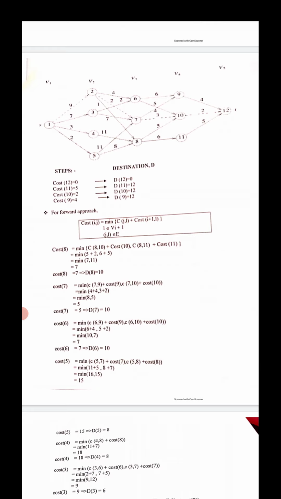Coming to the cost of 11, it reaches 12. How much is the cost value? Cost of 11 is 5. Now we have to look at the diagram. The cost of 11 is 5, and it goes to the destination 12, which is T. Now coming to the node 10, cost of 10 goes to the 12th node. How much is the cost value? Cost of 10 will be assigned 2. And coming to the cost of 9, it will be assigned 4.